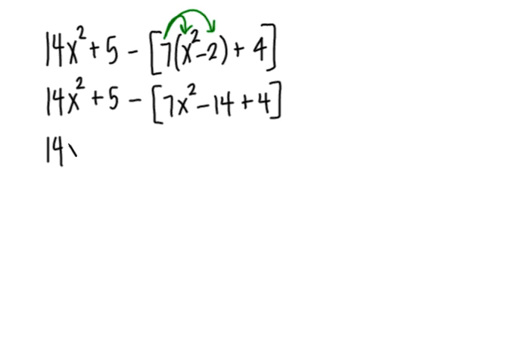Copy down everything. Inside the brackets, I see a 7x squared. It doesn't have any other like terms, so I'm going to just bring it down. Then I have negative 14 plus 4. They have different signs, so I'm going to subtract and take the sign of the larger, which would be a minus 10.